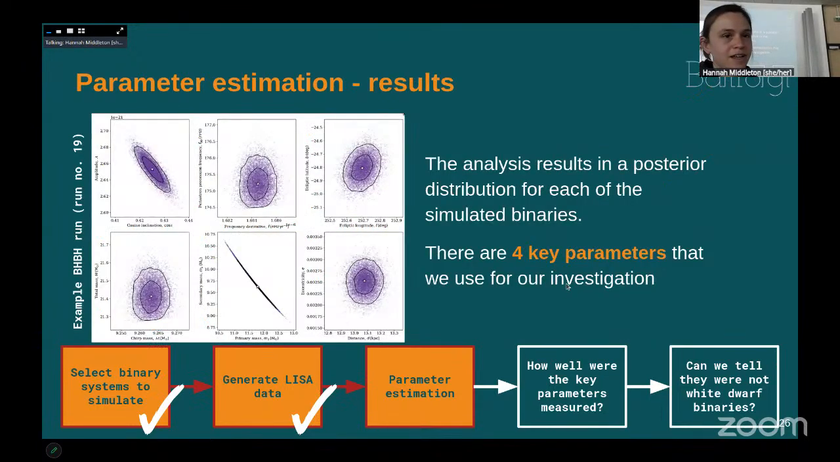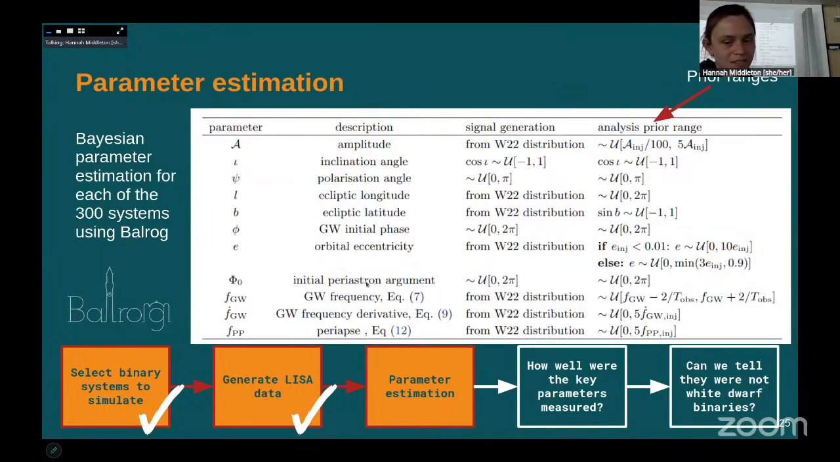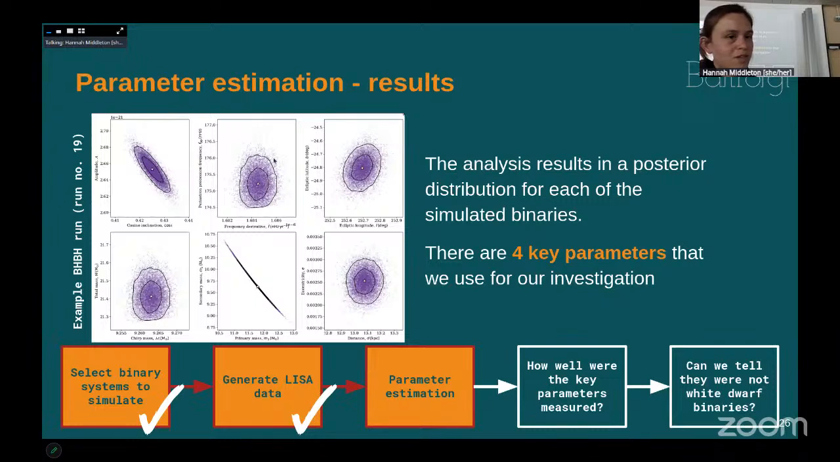And at the end of this, the result of our analysis is a posterior distribution on each of the parameters. So this shows one example of a system that we've run, a black hole binary system. And so this density plot shows the recovered posterior. So you've got the amplitude and the inclination here, the periastron precession frequency and the frequency derivative, the sky position, so ecliptic longitude and latitude, the total mass. So these are the sampled parameters. So they are contained inside this table.